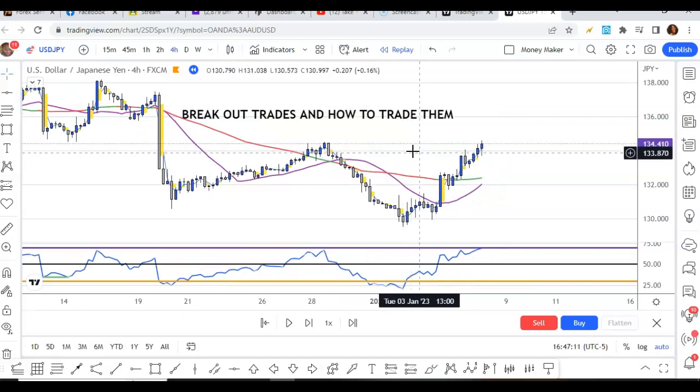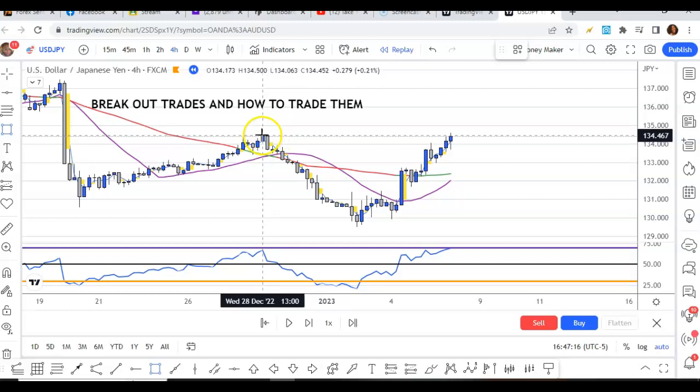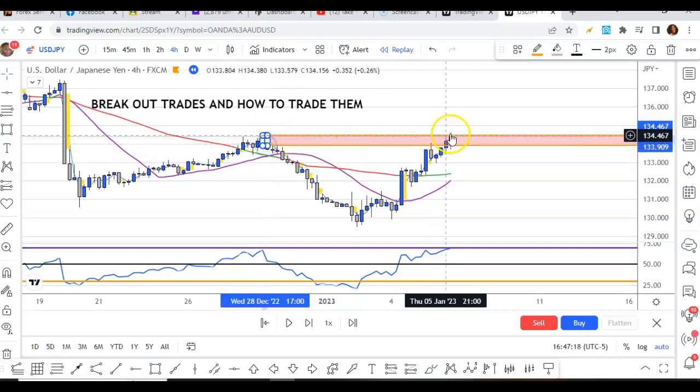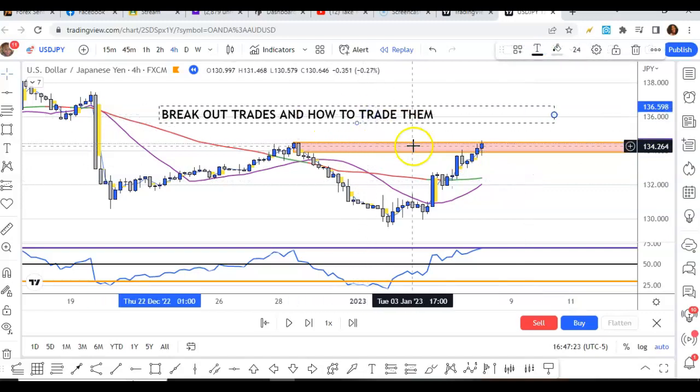I'm on UJ, 4-hour time frame. I'm going to identify my supply zone. As you can see, market is at this area where there's a teacup, and so I will be looking to take a sell in this red area.